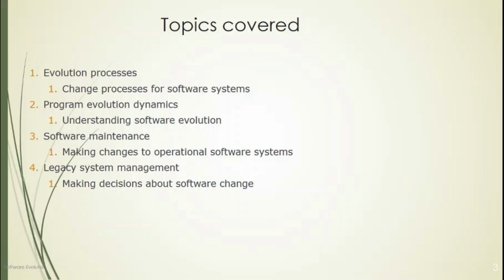In user testing, we saw the three types of user testing, that is alpha testing, beta testing, and acceptance testing. And we saw the six stages in the acceptance testing process. One is define acceptance criteria, plan acceptance testing, derive acceptance tests, then run acceptance tests, negotiate test results, and the last one is accept or reject the system. So these are the different types of testing we saw in software testing.